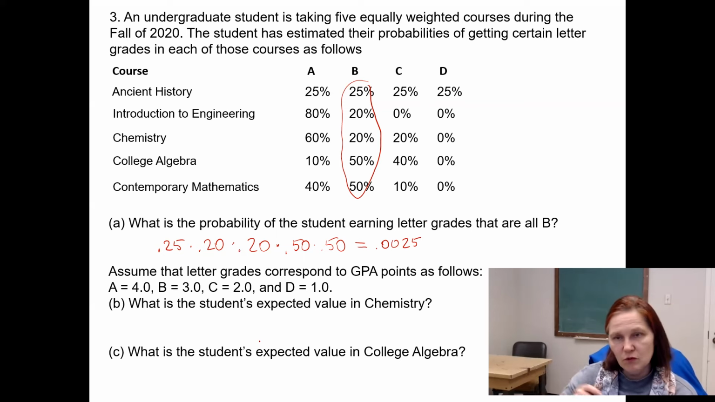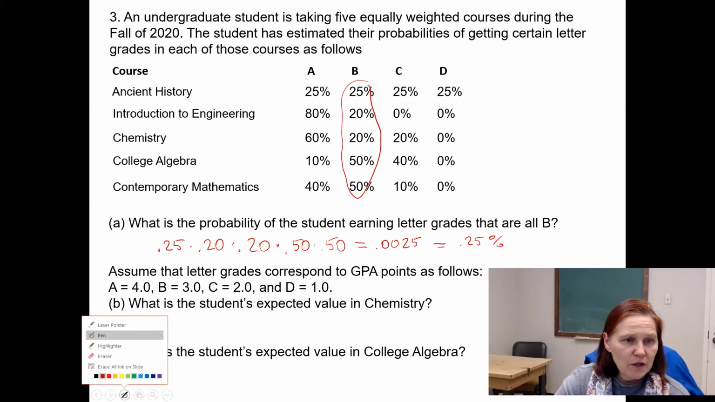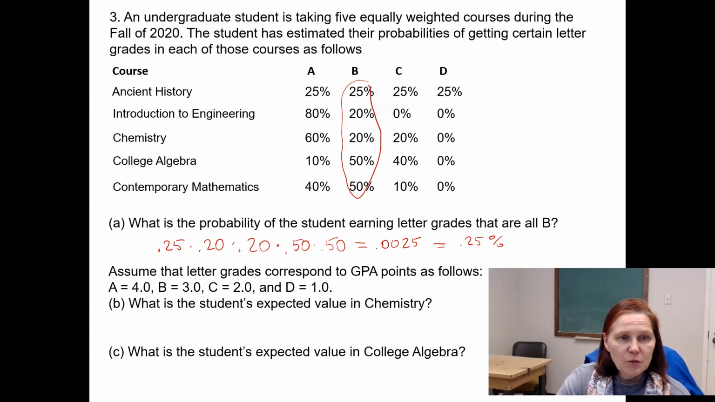So a lot of different possibilities and combinations of grades. So if you want to write in the form of percent, we can write 0.25%. Assume that letter grades correspond to GPA points as 4 points for A, 3 points for B, 2 points for C, and 1 point for D.